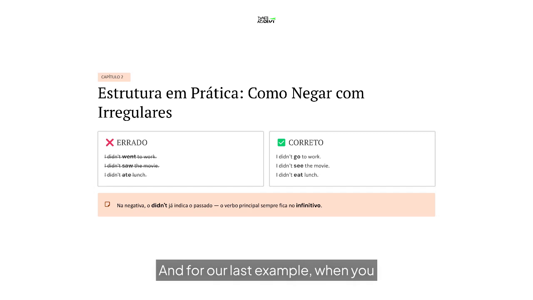And for our last example, when you want to say you didn't eat lunch, instead of "I didn't ate lunch," the correct structure is "I didn't eat lunch."